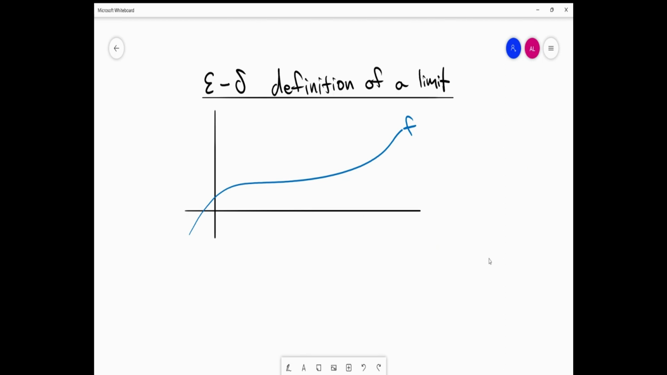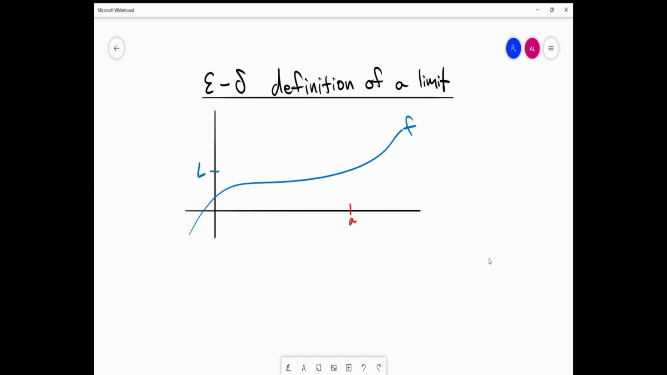So today we will be talking about the epsilon delta definition of a limit. And this will give us a way to formalize our definition of a limit, because a limit is usually defined as something approaching something as something else approaches something else. But what does approach really mean mathematically? So that's what we will be looking at today.